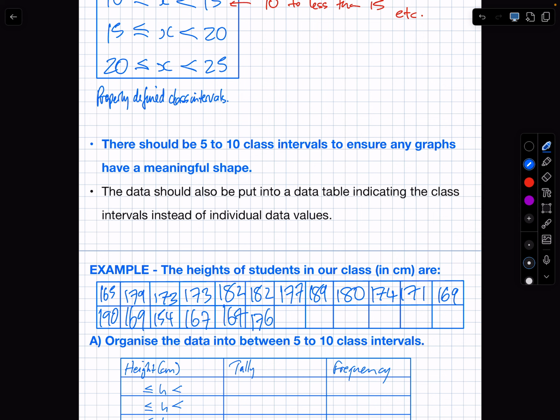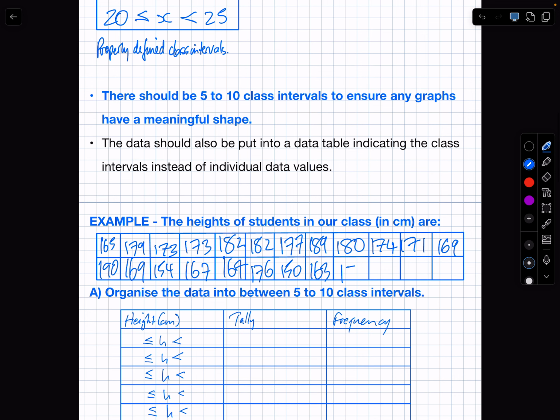How far this graph goes down, so I'm just going to go to the bottom of my page. 150, 163, 170, 150. What was the last one, what did I say for yours?